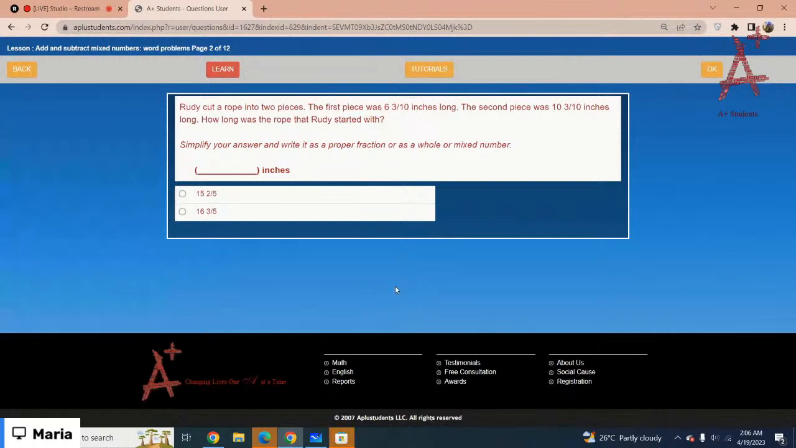Okay, the next one is Rudy cut a rope into two pieces. The first piece is 6 whole 3 over 10 inches long. The second piece was 10 whole 3 by 10 inches long. How long was the rope that Rudy started with? Okay, so you have to calculate the total rope. So for the total rope, you have to add them. Because these are the two pieces of the rope, just add.